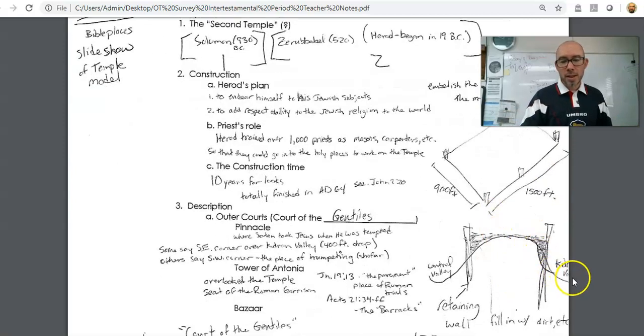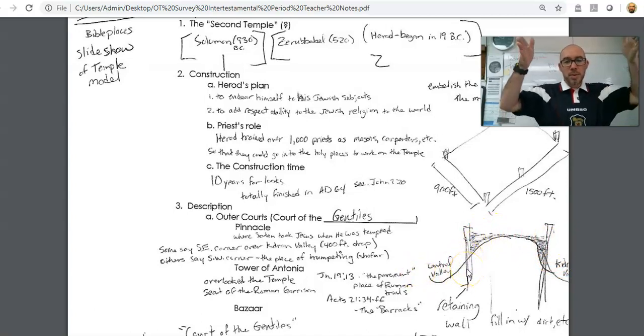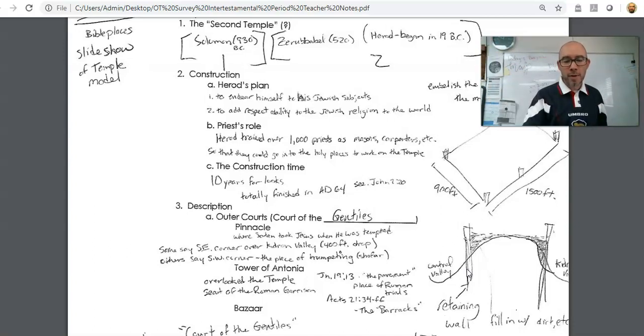There are valleys on both sides. On this side, you've got the Kidron Valley, and on this side, you had the Central Valley. And so he builds up these retaining walls, backfills with dirt, flattens it out. And now you've got a much bigger complex to work with. And he put in those porches, he built in these areas where people could go, and then the Sadducees built shops and all that kind of stuff in there.